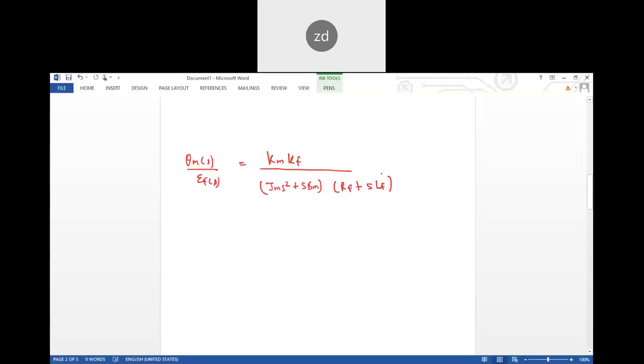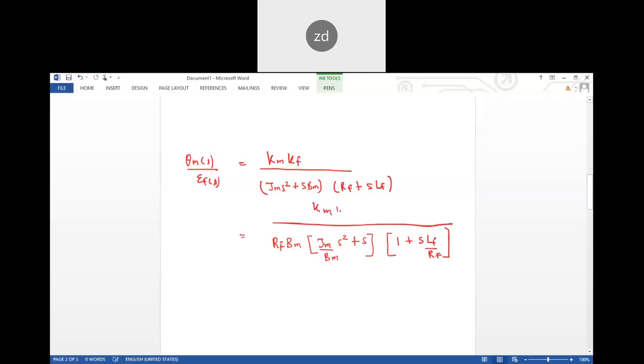Okay, so if I take the term Rf outside, and here I take the term Jm outside. So what I'll do is I take the term Bm outside in the denominator. Once I take that term out, I am left with Jm by Bm s square plus S, and here if I take the term Rf outside, I'm left with 1 plus S Lf by Rf. And again, can I take some terms outside?